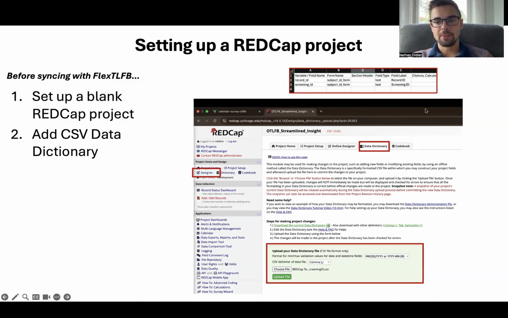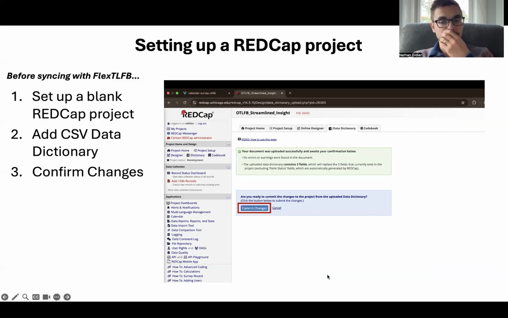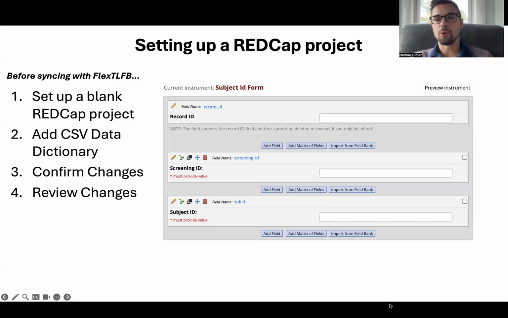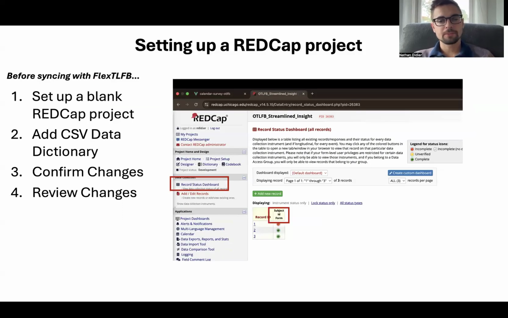So you upload that by going here, data dictionary, choose file, and you can see that I've already uploaded it. Confirm the changes, so commit the changes. And then we have this form called the subject ID form that's now available in the REDCap project. To confirm that, to review the changes, you can go to record status dashboard and check out subject ID form. And you'll see that that form now exists.